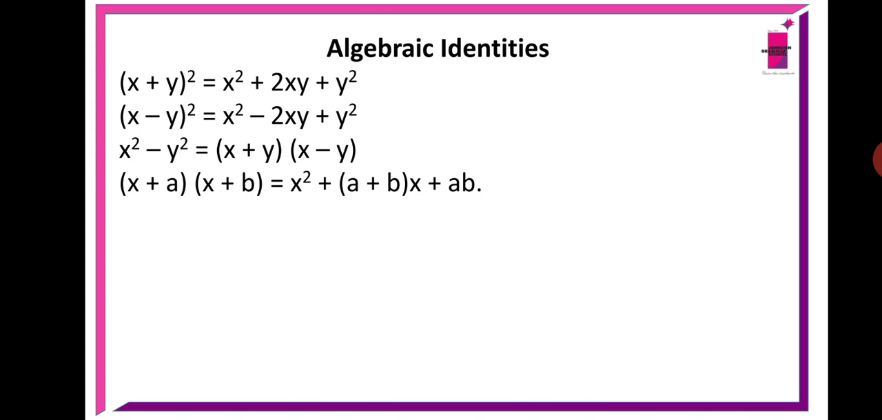x plus y whole square equals x square plus 2xy plus y square. x minus y whole square gives you x square minus 2xy plus y square. x square minus y square equals x plus y into x minus y. x plus a into x plus b equals x square plus (a plus b)x plus ab. These are the four identities you have learned in previous grades.